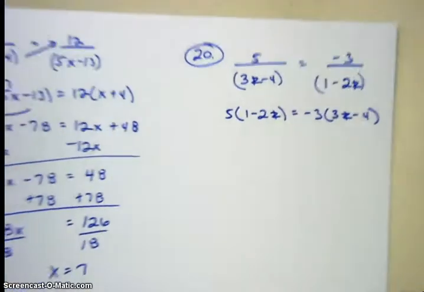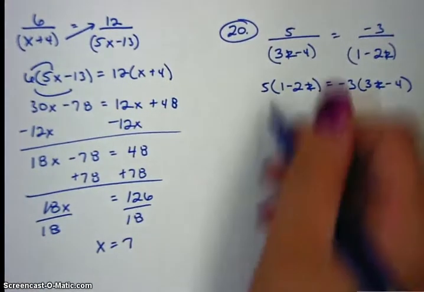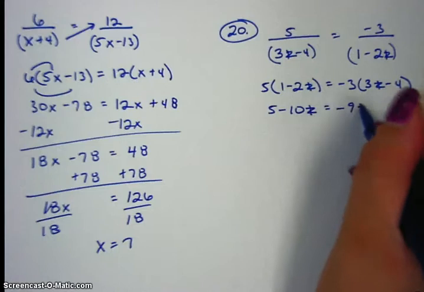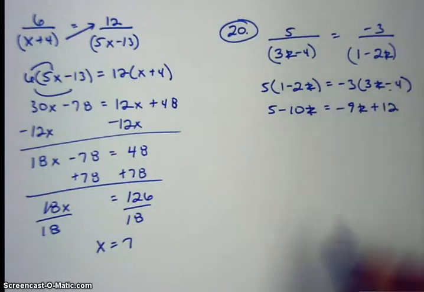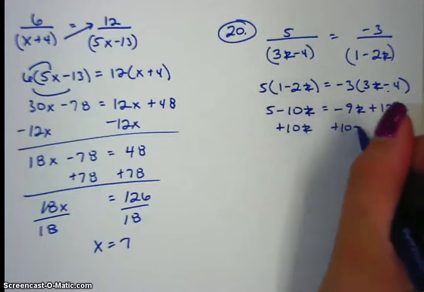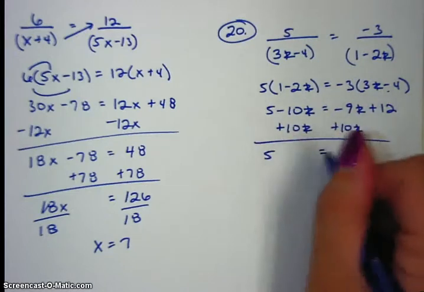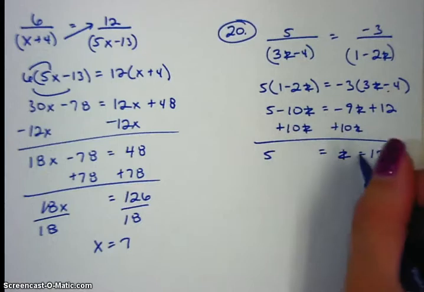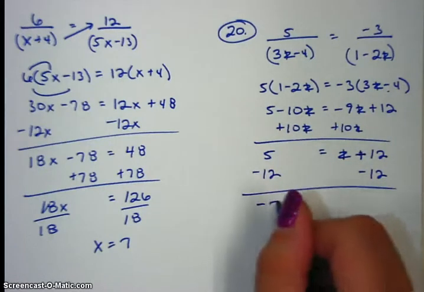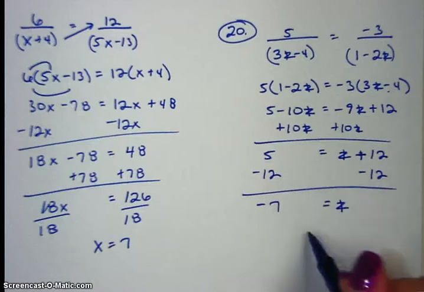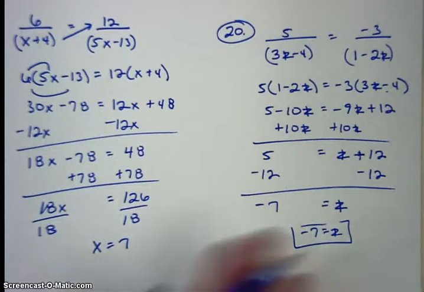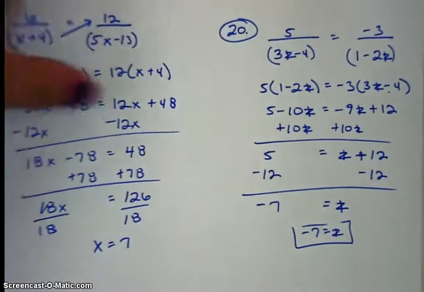Oops, let's zoom out a little bit. So I'm going to distribute: 5 minus 10z equals negative 9z plus 12. Be very careful of negative times a negative. This time I'm going to add 10z over. I don't really like negatives, and I know by adding the 10z over, I'm going to get a positive 1z. Whoops, that's a plus. And then subtract 12 from both sides. So negative 7 equals z. If I wanted to, I could plug it back in to check. So that's number 20.